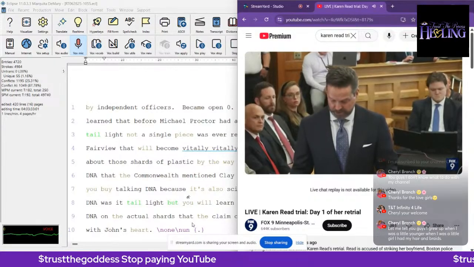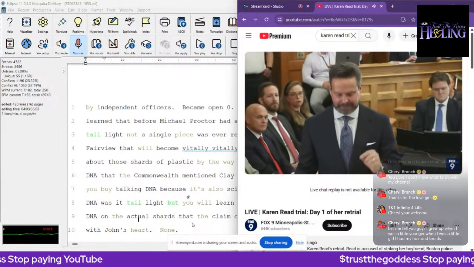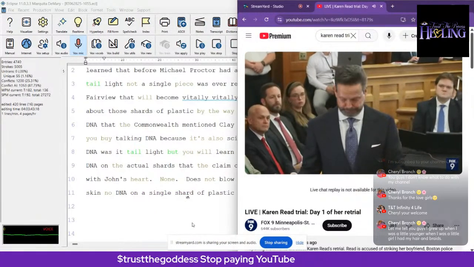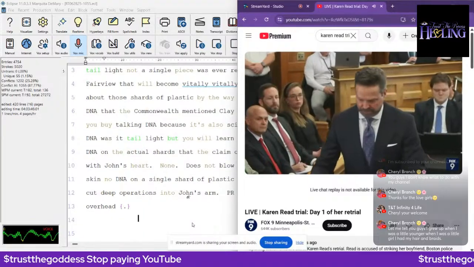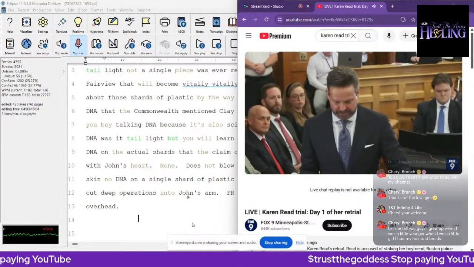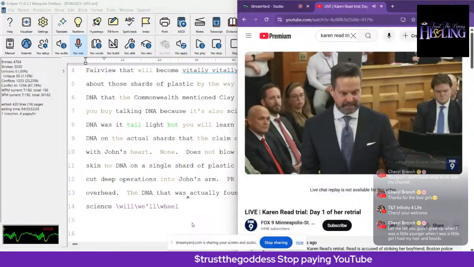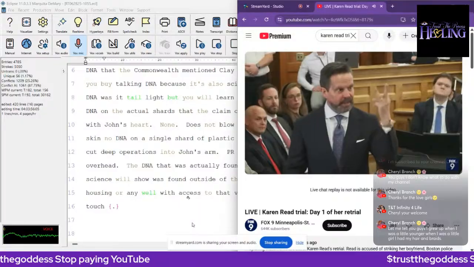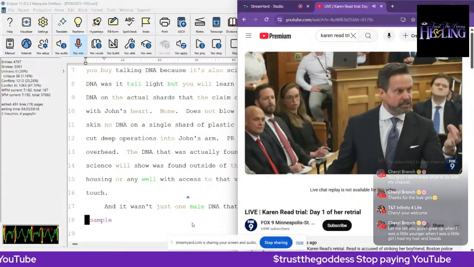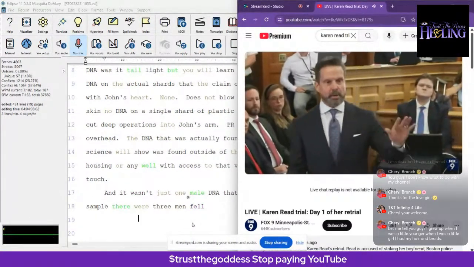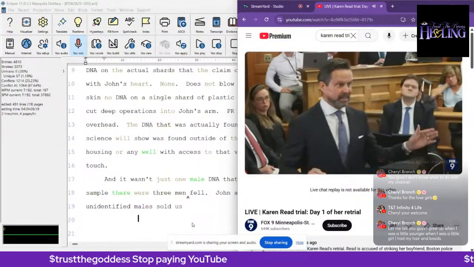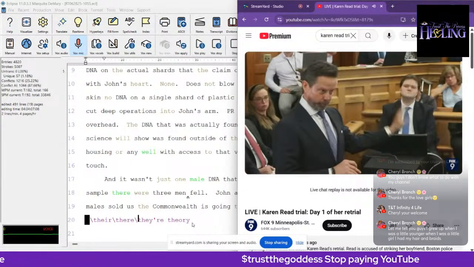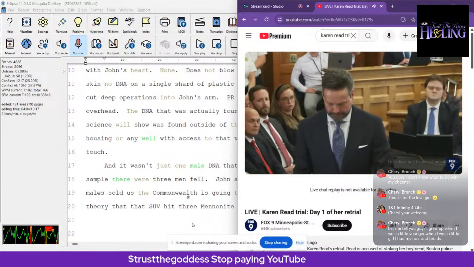There was no blood, no tissue, no skin, no DNA on a single shard of plastic that they claim cut deep abrasions into John's arm, the arm that you saw overhead. The DNA that was actually found, the actual science will show it was found outside of the taillight housing where anyone with access to that vehicle would have touched. And it wasn't just one male's DNA. In that exact same sample, there were 3 men found, John and 2 unidentified males. So unless the Commonwealth is going to shift their theory that that SUV hit 3 men that night, their entire theory falls apart.